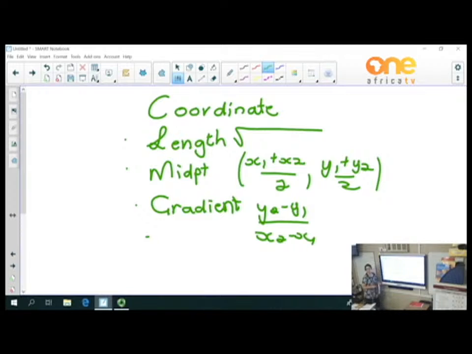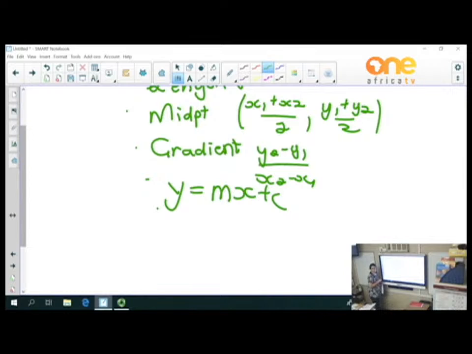The new one, then, was how do I find the equation, finding the equation. And that was y is equal to mx plus c. And then the last new thing that we looked at was finding coordinates. If you want to find coordinates, then you need to find two equations, and then it is solving simultaneously. The SS, solving simultaneously.